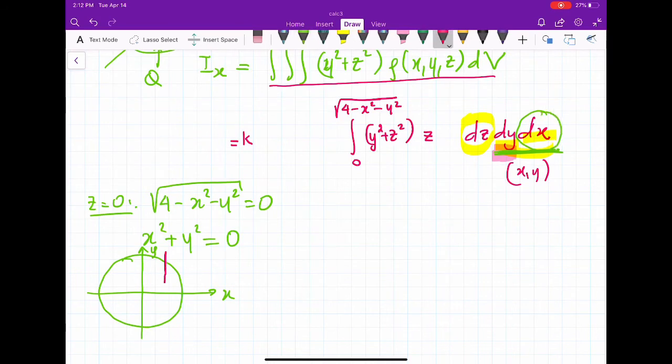I will draw a vertical line. I fix x in here. I need to find the intersection between that line and the circle in order to find the interval of the y, right? So in order to do that, I solve this equation with respect to y.